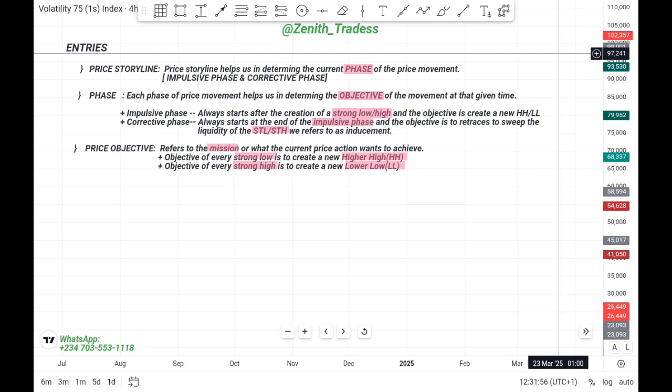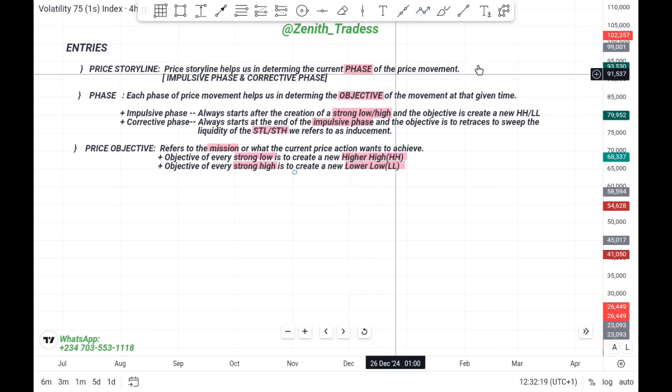But before we dive in, we have to look at these three concepts, because they are key to our trading edge. If you don't know these three concepts, there's no way you can have a proper expectation of how price moves. So the very first concept is what we call price storyline. So let's look at what price storyline means. Price storyline helps us to determine the current phase of the price movement.